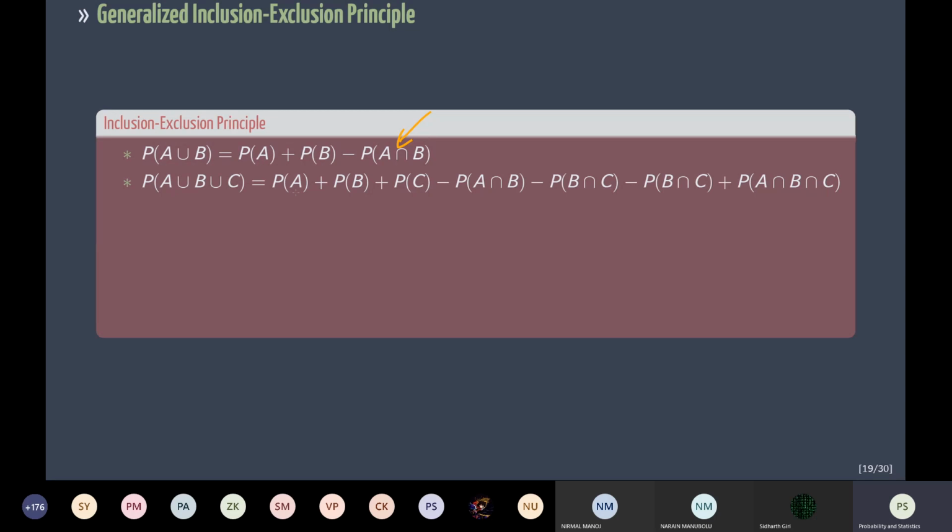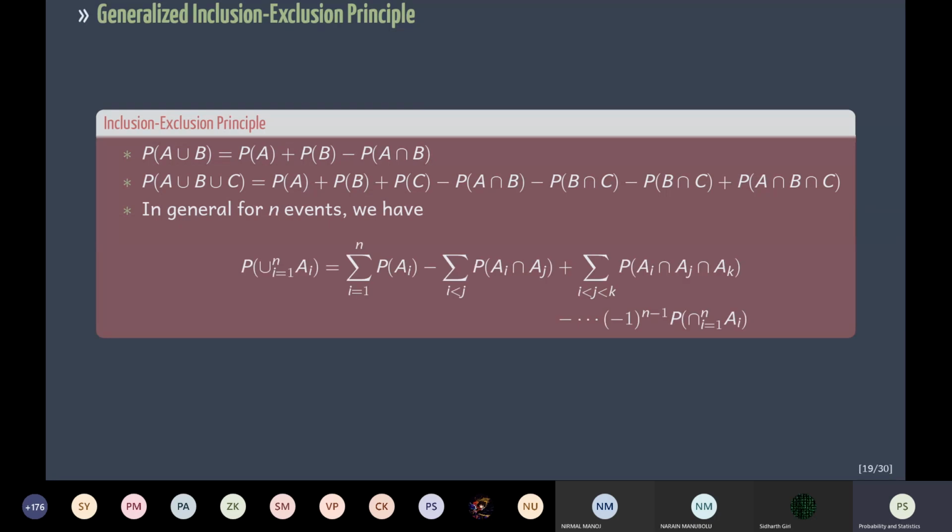Let us say if you have 2 events, then this is what inclusion exclusion principle says, but you may have also 3 events. Okay, so in that case, this is the inclusion exclusion principle. It's just that now we have probability instead of the cardinality. In general, for n events, we have these results.